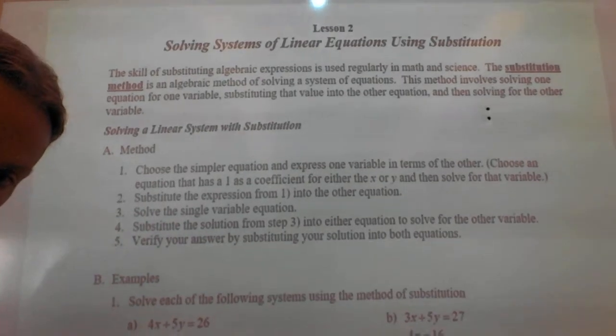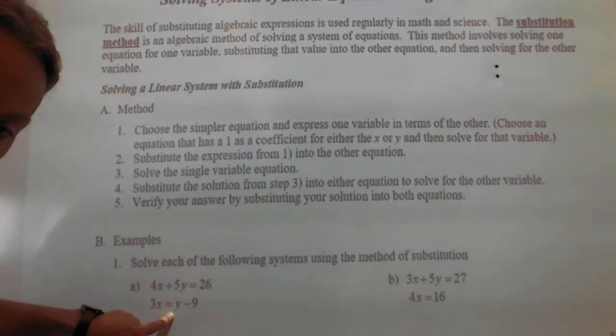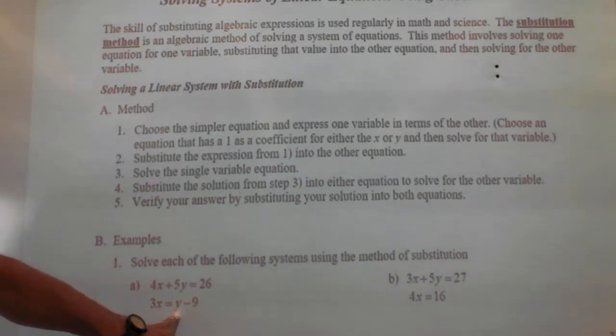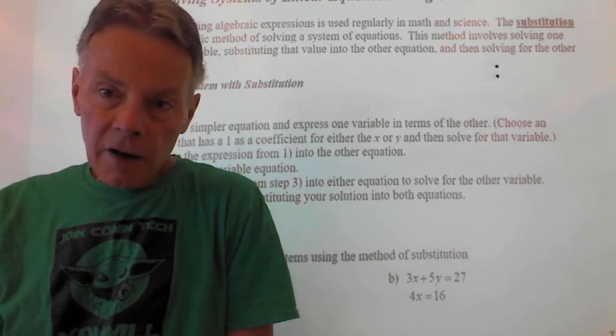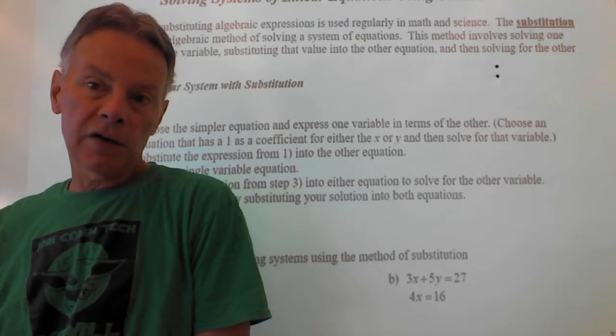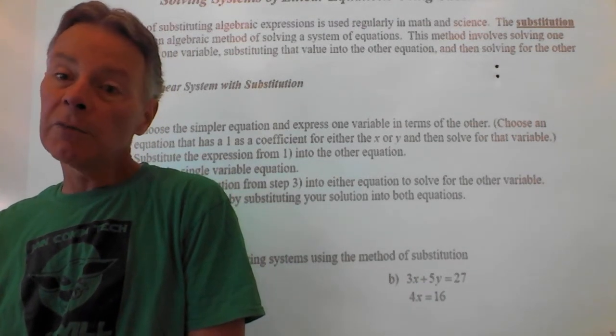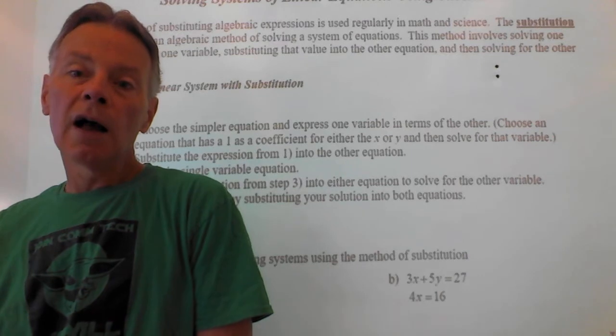I don't even know if you can see that. Now you can see it. This one here has a y variable which has a coefficient of 1. Okay?